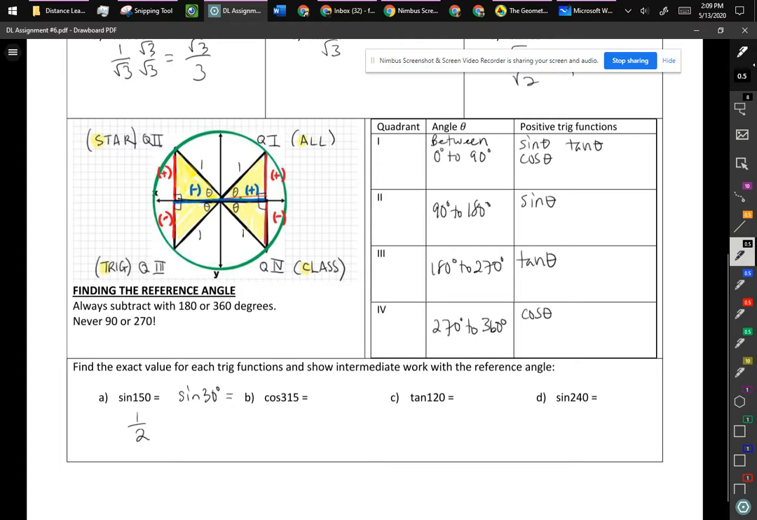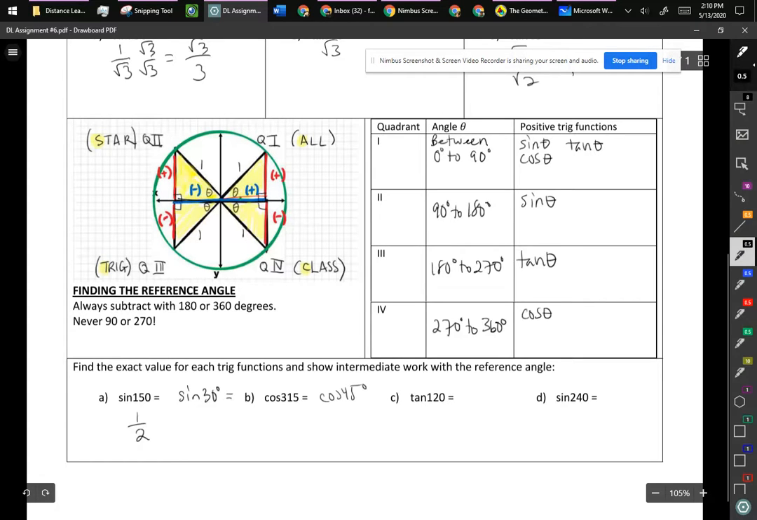Cosine 315 degrees is in quadrant 4, right? Because it's beyond 270. We're almost at a full circle; 315 would be stopping somewhere over there. So I want that reference angle because I'm going to be using this reference triangle. If I go to 315, how much more do I need to go to get to 360? Because that little extra piece is this angle here. So all I have to do is subtract from 360 and I get cosine 45.